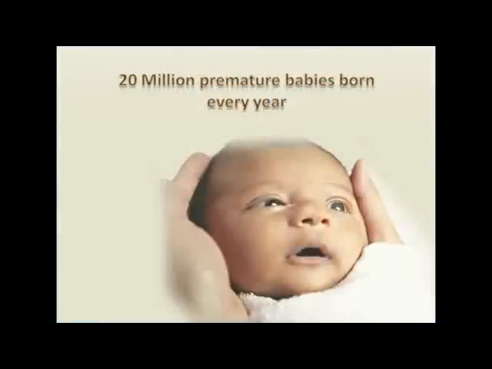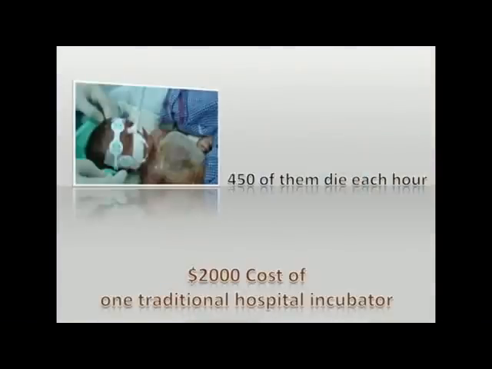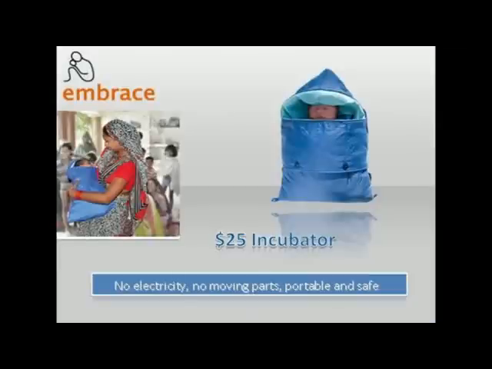And what was one of the challenges that they took? There are 20 million premature babies that are born every year. 450 of them die each hour. Why? Because $2,000 is the cost of one traditional hospital incubator. Like that artificial foot that I said. And what did they do? They created, in Stanford, $25 incubator. No electricity, no moving parts, portable and safe. And they use phase-changing materials, by the way, in order to create that warmth.